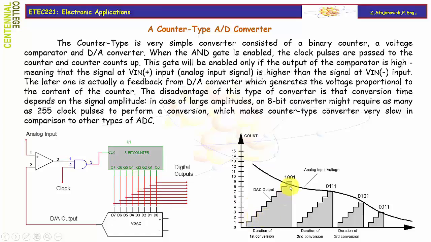In this case of the high amplitude, we have a lot of steps to do. However, if the amplitude is low, the counter quickly counts up to the value that is higher than the input amplitude. So the duration of the conversion will be very, very short for those amplitudes.